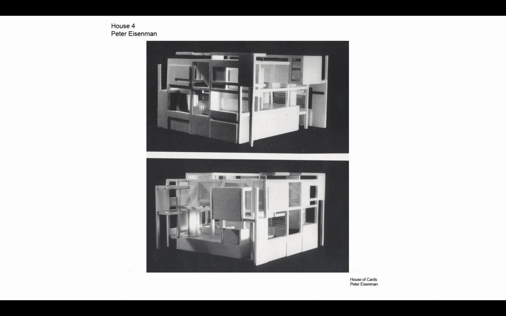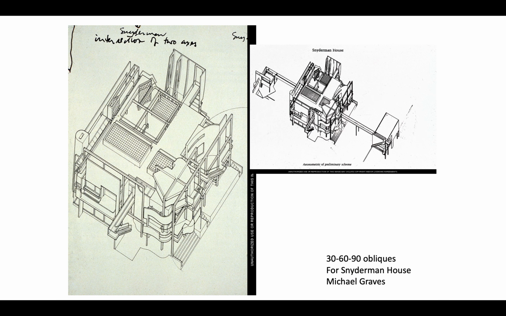And here's a more detailed finished model of House 4. House 4 was never realized. Other houses closer by to us, two houses by Michael Graves. Michael Graves is a Broad Ripple native. He grew up in the Indianapolis area and early on in his career built two houses in Fort Wayne in the late 60s, early 70s.